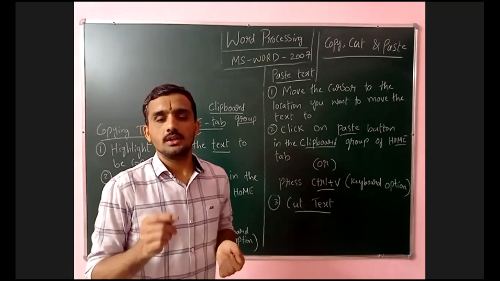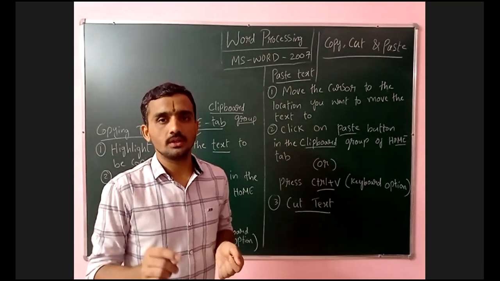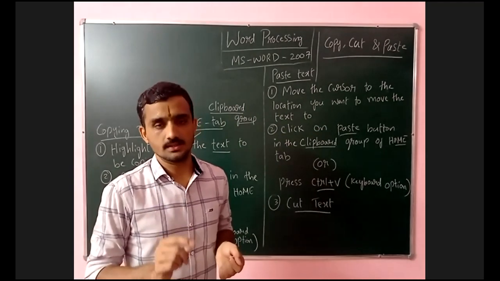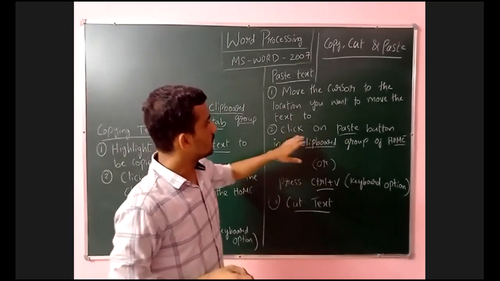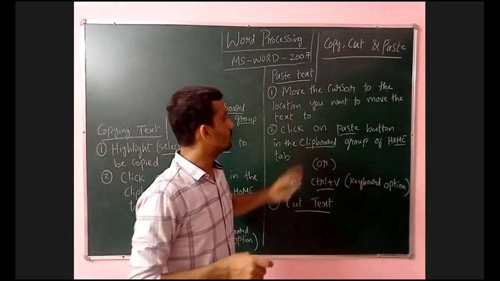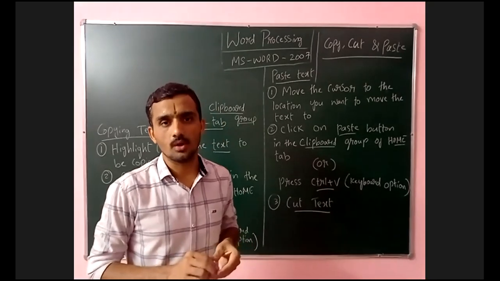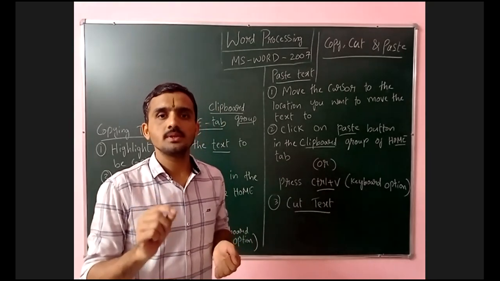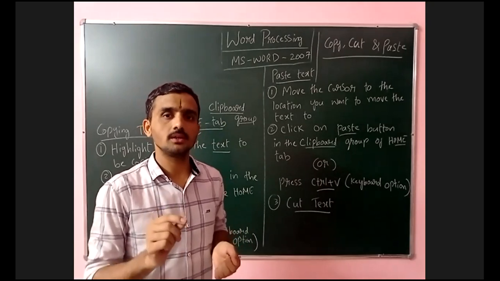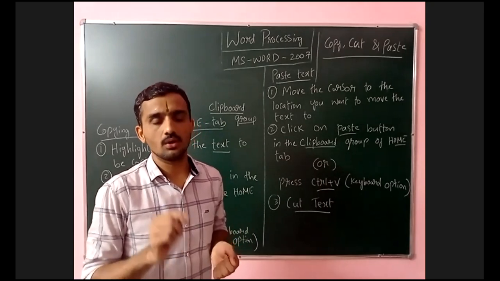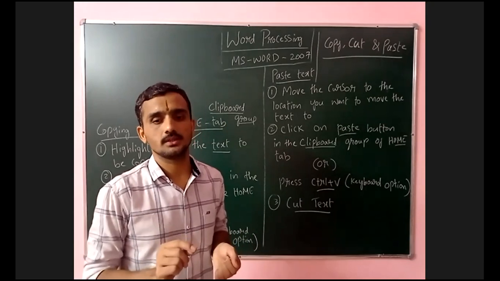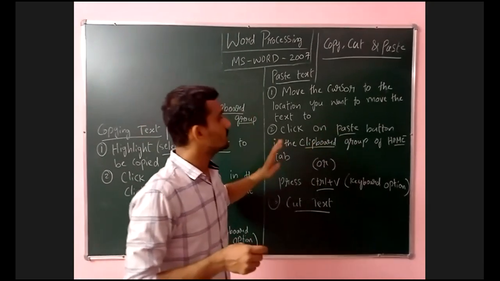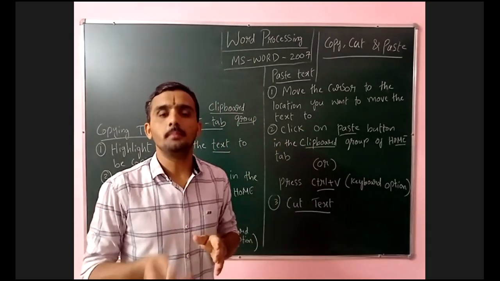Here also two options are there, with the mouse and the keyboard. With both we can place the cursor. Next, click on the paste button in the clipboard group of the home tab. So this is also common. The group name is clipboard group, the tab is home tab, and the button name is paste button. Copy button, paste button, cut button are on the clipboard group of the home tab. Once you click on the paste button, the contents are pasted.